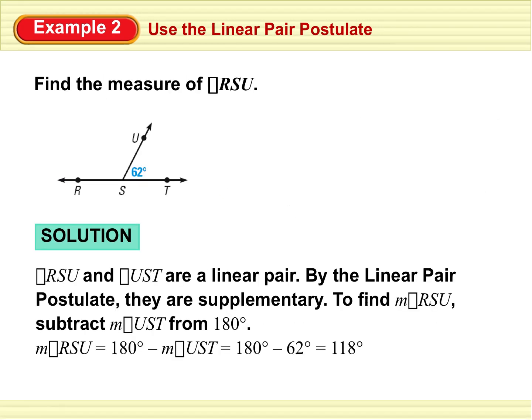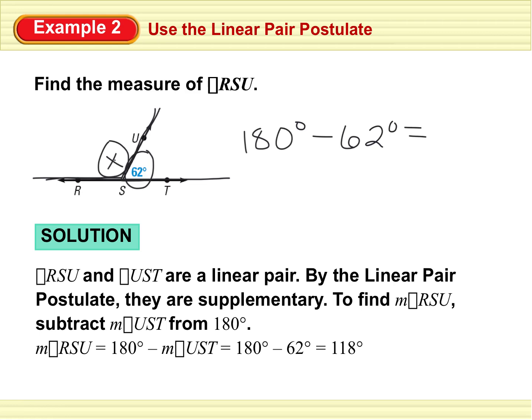Okay, so on this one we want to find the measure of RSU. We're given UST and we want to find RSU over here. What do you know about line RST? It's 180 degrees. What do you know about this angle here and this angle here? They're on the same side, so they're a linear pair. How do we find X? We take 180 minus 62 degrees, which gives you 118.